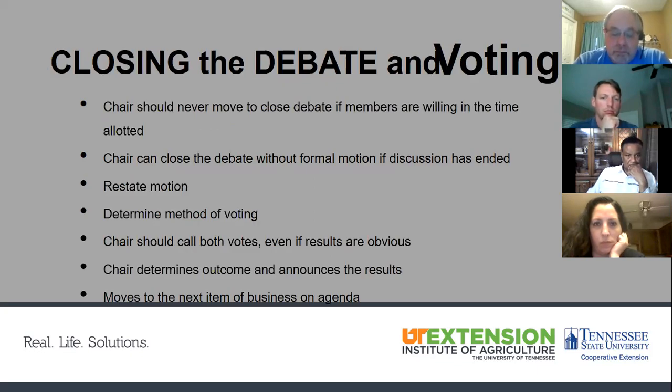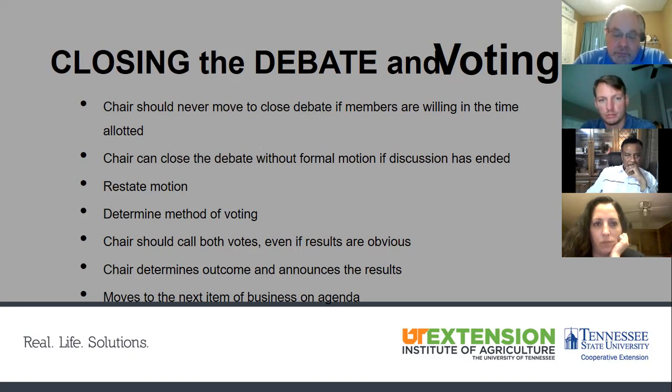And then closing debate and voting. The chairman should never close debate if members are still desiring to speak in the time that is allotted. If we haven't exhausted our limits of debate and discussion and people are still willing to talk, then they still have the opportunity to keep talking and keep debating. The chairman can't just arbitrarily close it. Now, if it's obvious that people are done discussing, then the chair can close debate without a formal motion, just like I mentioned earlier in our first example of a main motion.